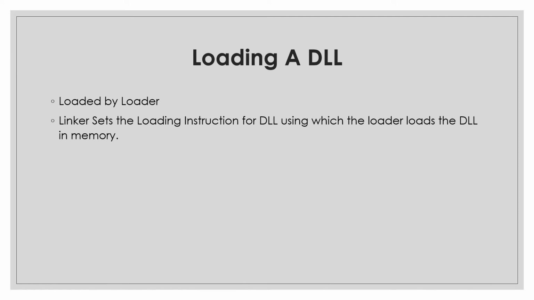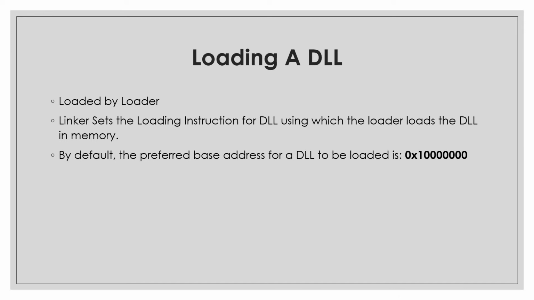The DLLs are also loaded by the loader, just like the EXE. When you create a DLL, the linker sets the loading instruction for the DLL, using which the loader loads the DLL in memory, which is the process virtual address space. By default, the preferred base address for a DLL to be loaded is 0x1000000. This is the hexadecimal value of that memory location in the process virtual address space where a DLL by default needs to be loaded. And this instruction is set by the linker, as told in the second statement.